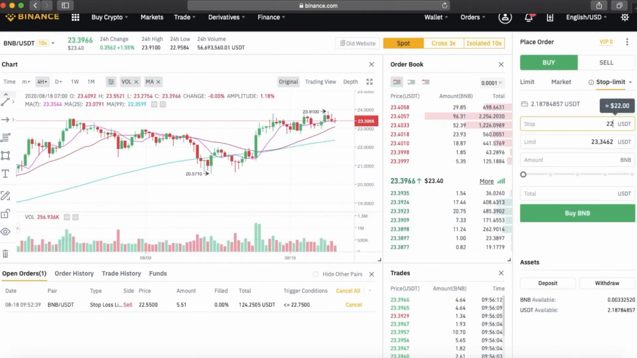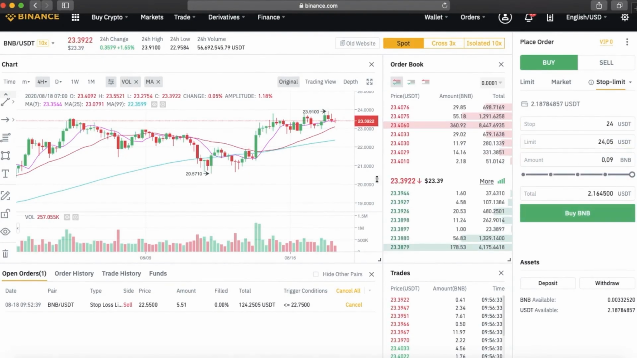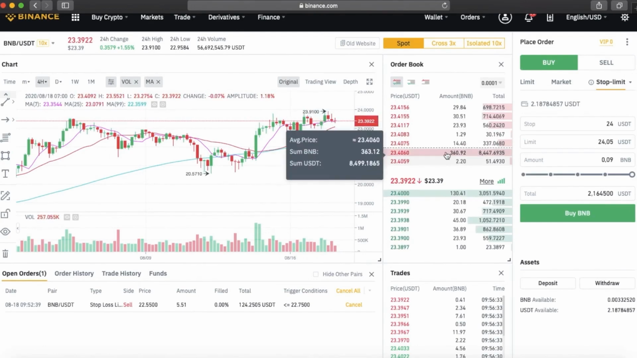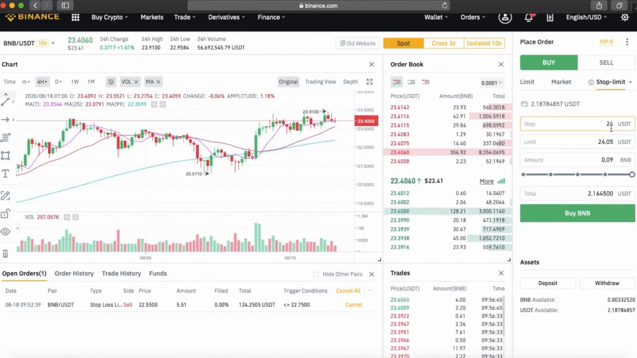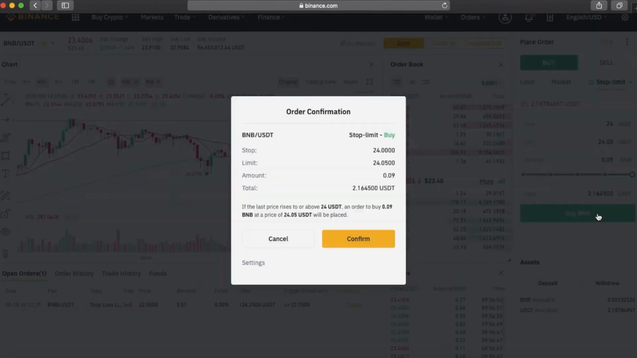I understood that there is a resistance at $24 for BNB. If BNB passes $24, that is if it triggers, I'm saying buy BNB at $24.05. I'm also saying buy like this. If there is a significant resistance in front, and you think it will break this resistance and continue, for example, I believe if it breaks $24 now, its first target will be $30, friends. I'm saying that if it breaks $24, buy BNB at $24.05.